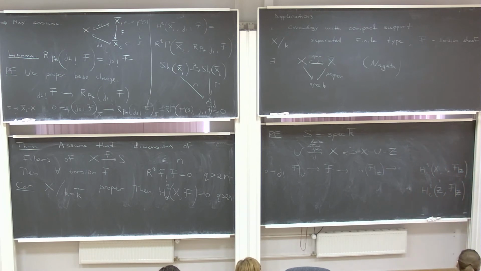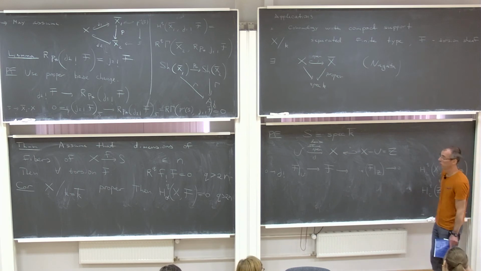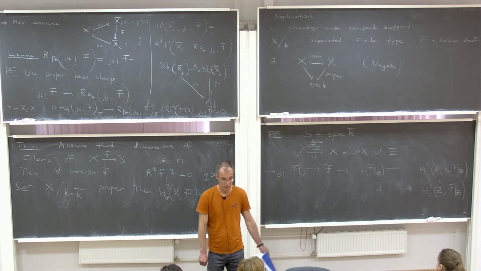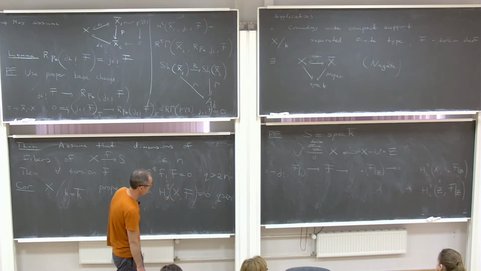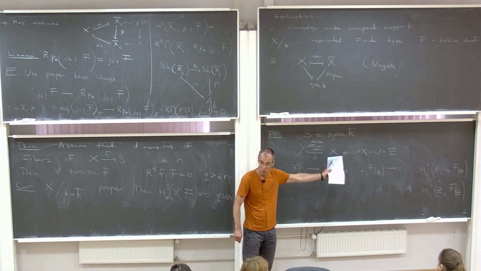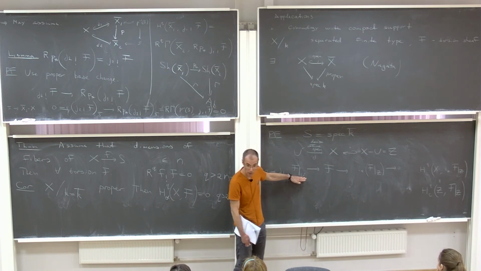So we know the result. We know the vanishing for these groups. We know that they vanish when q is large enough, right? 2n minus 1 at least, and greater. So from the long exact sequence, it suffices to show the vanishing for this sheaf.